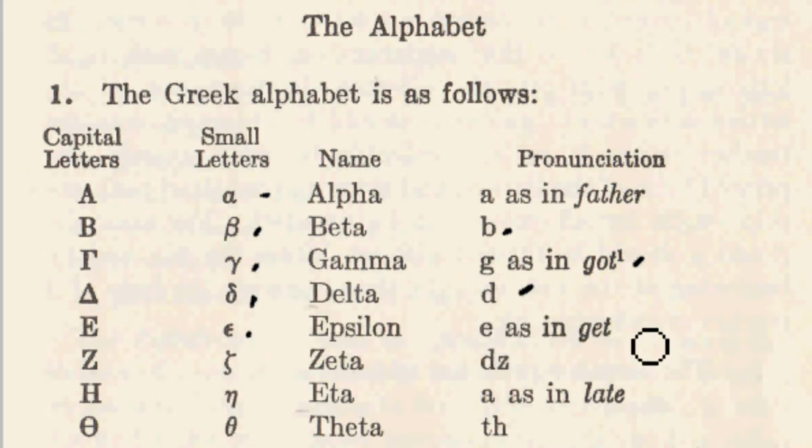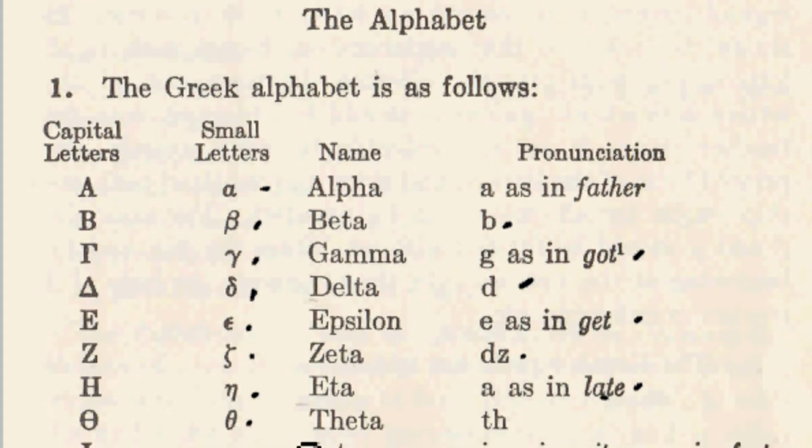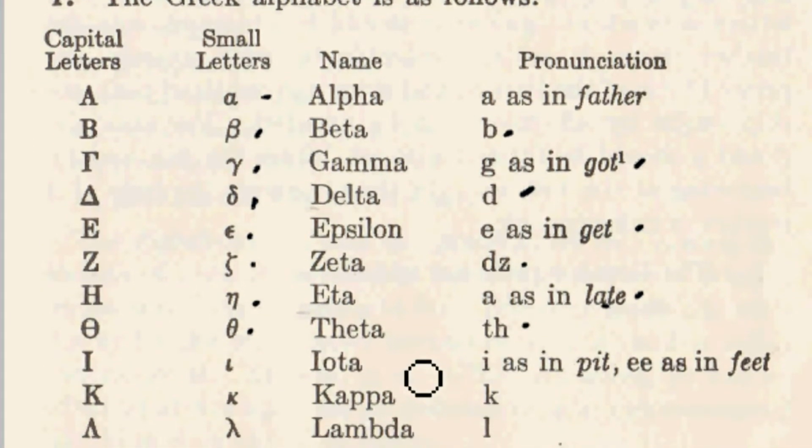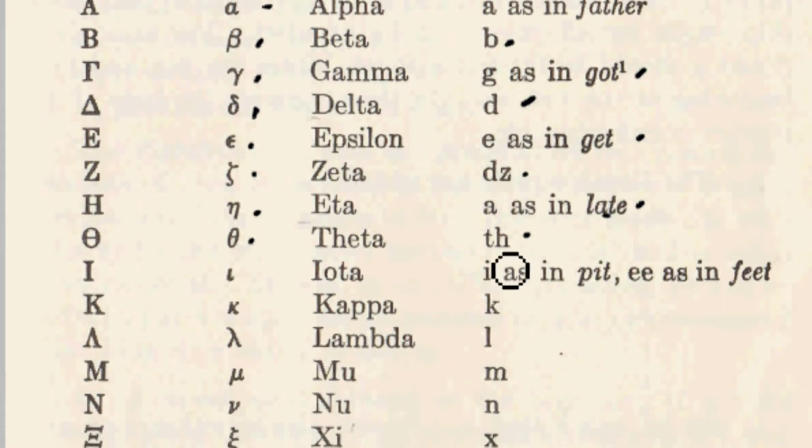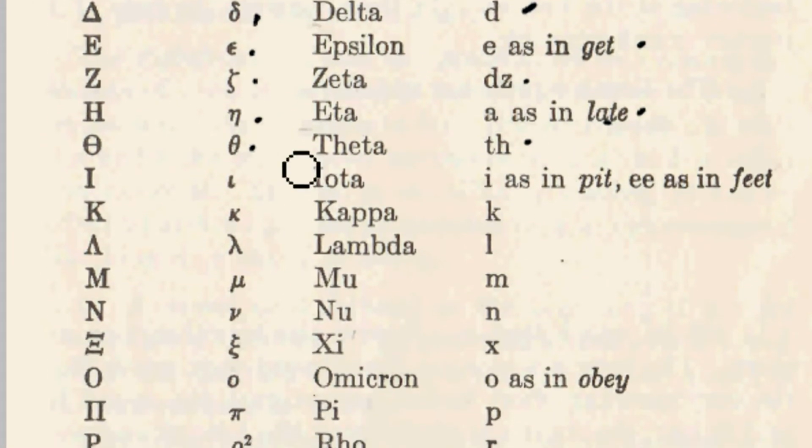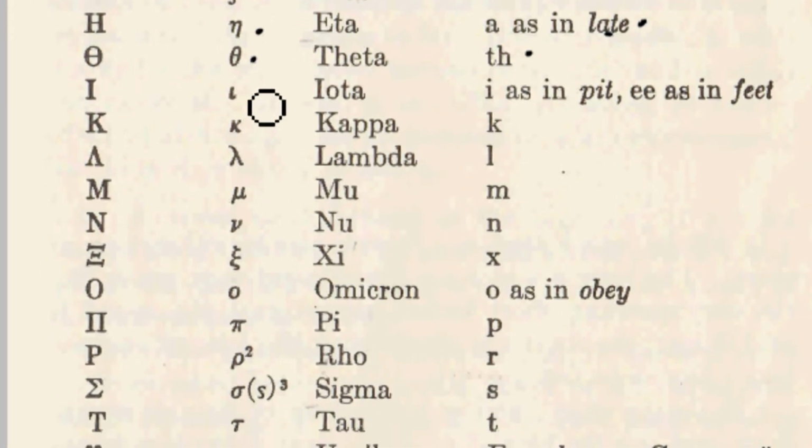Epsilon is kind of a short E, E as in get, the eh sound. Zeta is a somewhat unusual letter. We'll learn how to make it in a moment, but you should be aware that it makes the DZ sound. Eta is considered a long E and is pronounced A as in late. Theta makes the TH sound. It's the first letter of the word theos, as in theology, and so that is one you may be familiar with.